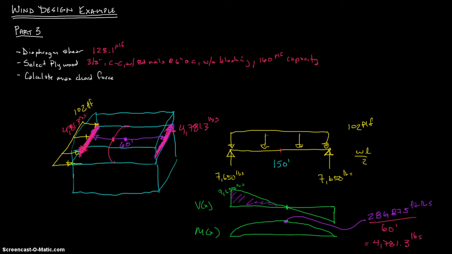If you sum the moment about, let's change colors again. If you sum the moment about this point right here, let's call it A, it's, well, this goes to 0. This doesn't matter because it has no moment on. You sum the moments about A, I said that already. And this one equals 4,781.3 times 60 foot. Okay, well that's your moment. So that's how you know what it is. And hopefully that makes sense. That's where you're getting this moment right here. Alright, so that is how we calculate our chord force. Our chord force is this number right here, the 4,781.3 pounds.